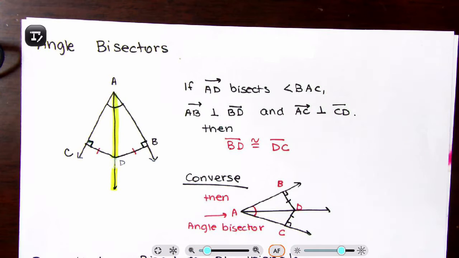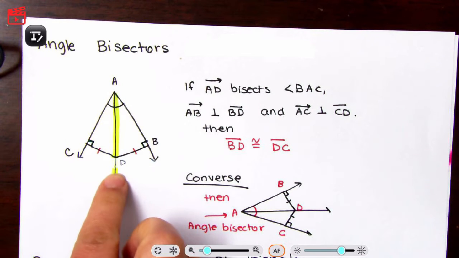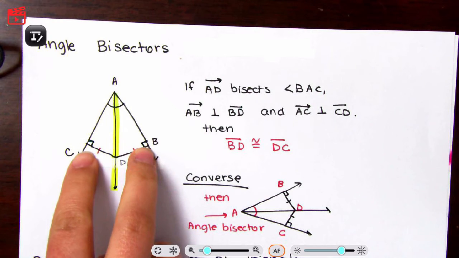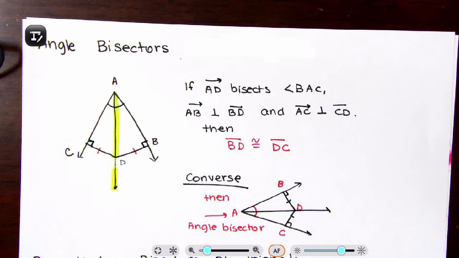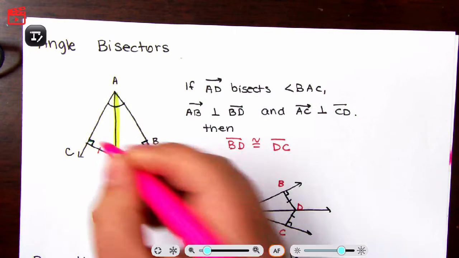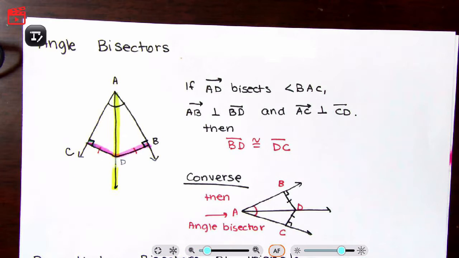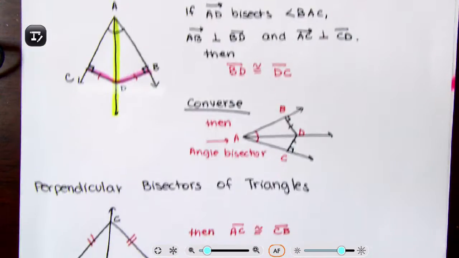So what does that mean? If you have an angle bisector and you have perpendicular segments, that means that this section right here and this section right here, these two segments, they are congruent. Now the converse of that is also true. The opposite of that is also true.